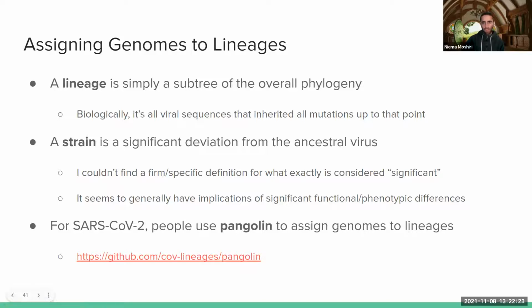All right, any questions about that? So basically all it's doing is saying, we already know that all of these different lineages exist. Here's this genome you're giving us. Let me just tell you which one it best fits.